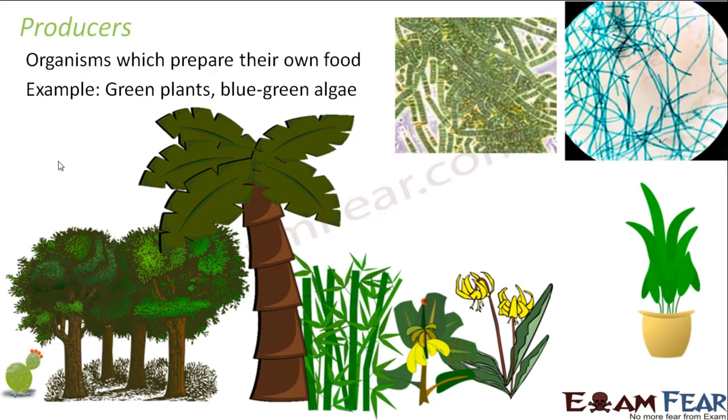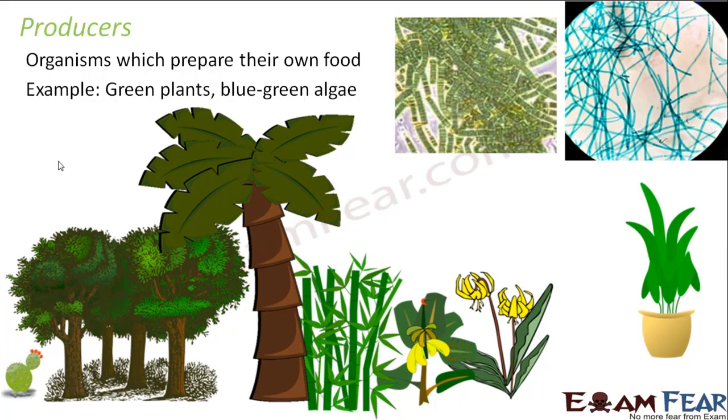So examples are the green plants and the blue-green algae. Needless to say, the green plants produce food by the method of photosynthesis. We have discussed the process of photosynthesis in detail in one of the previous lessons, I guess in the lesson on life processes. There we have seen how, in the presence of sunlight, the green plants convert carbon dioxide and water into glucose, which is then stored inside the plants in the form of starch. That starch actually acts as food for the plants. So by the process of photosynthesis, these green plants are able to produce their own food.